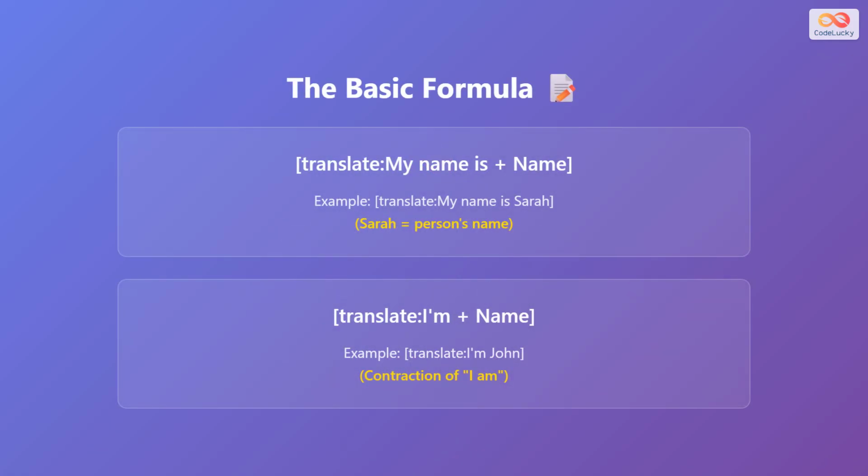The first way to introduce yourself is by saying, "My name is," followed by your name. For example, "My name is Sarah." Another common way is to use the contraction I'm, which is short for I am. For example, "I'm John." Both expressions mean the same thing, but I'm is more casual and commonly used in everyday conversations.